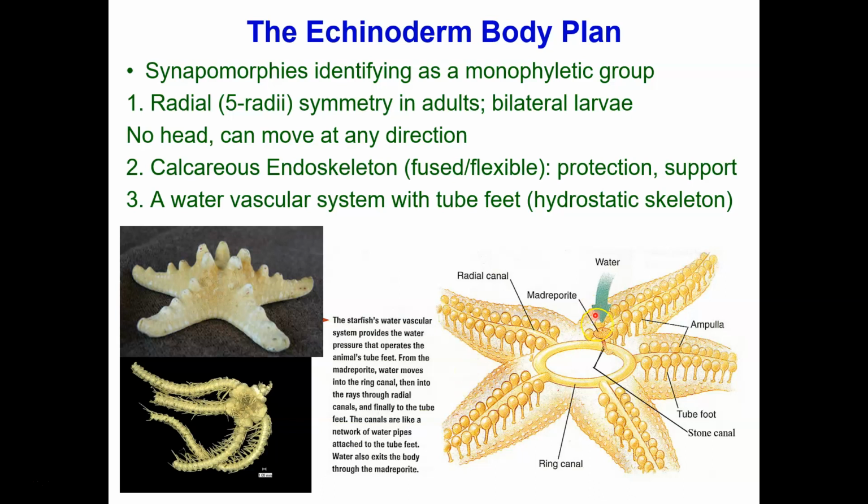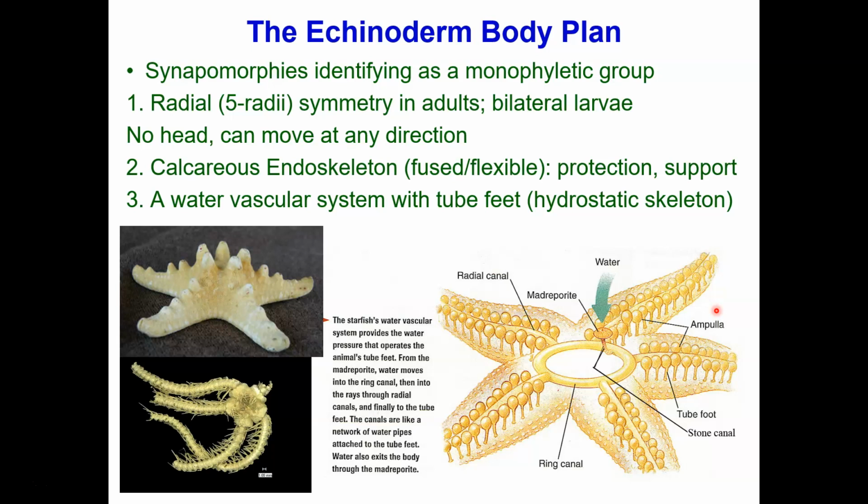And those radiating parts into the limbs are called radial canal. Very easy to remember. Ring-like part, ring canal, right? Radiating parts, radial canal. And radial canals then feed into what you call tube feet, okay? And those tube feet are the ones that actually get triggered by the water pressure created within the water vascular system that helps to move the tube feet.